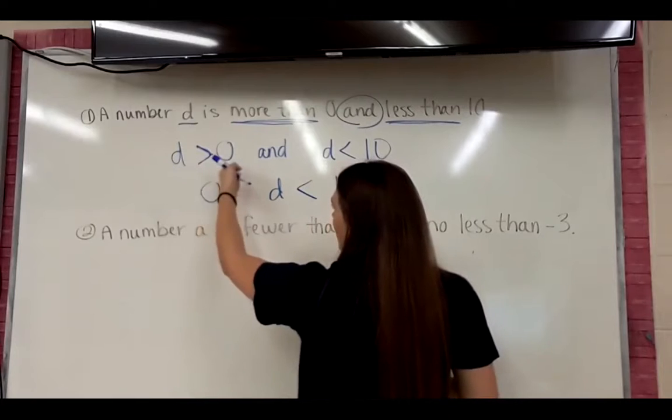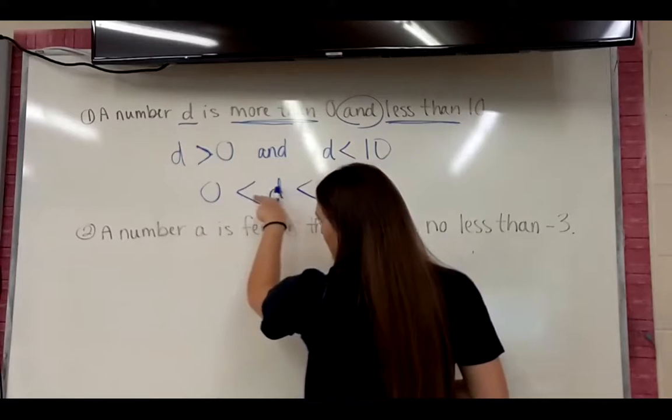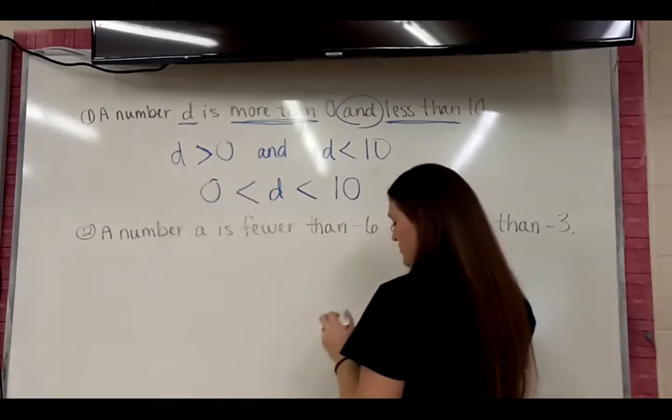This says D is greater than 0. So to make that true, it would have to go this way, so that D is greater than 0. So 0 is less than D. So this is your inequality for the first one.